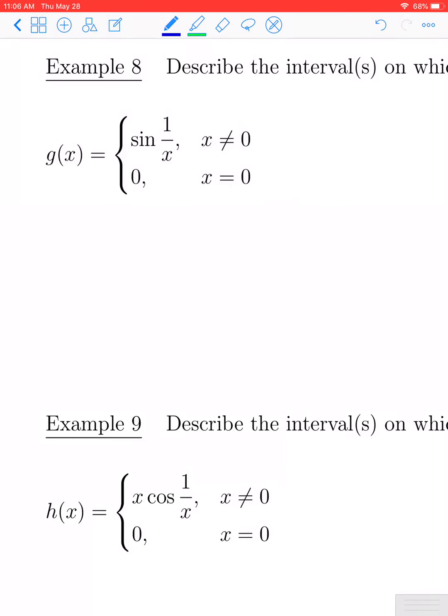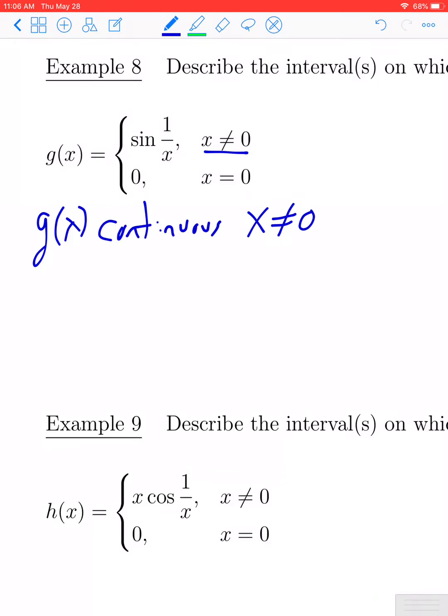So what that tells us is that as long as x is not equal to 0, then 1 over x will be defined, and therefore the sine of that defined number will also be defined. So right off the bat, we will know that g of x is continuous for all x different from 0. So from negative infinity to 0, and then from 0 to infinity, it is continuous.